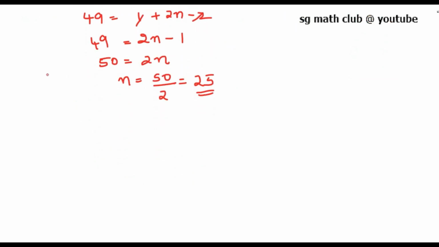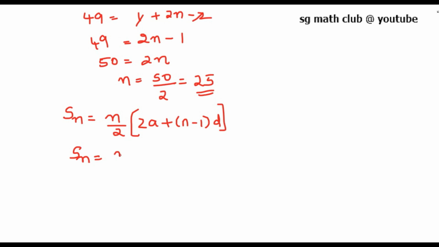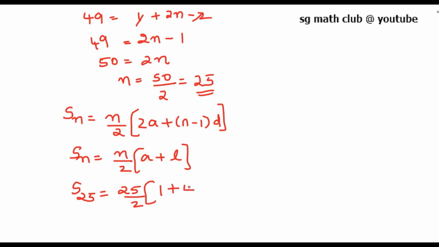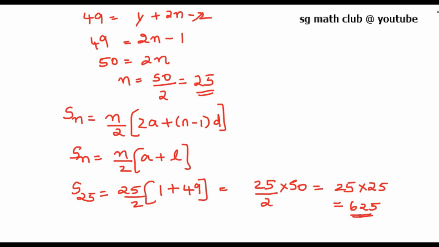So we'll write Sn is equal to n by 2 into 2a plus n minus 1 into d, or I think the other formula is easy since we have the first term and the last term. So S25 is equal to 25 by 2. First odd number is 1 and last odd number is 49. So 25 by 2 into 50. So 25 into 25 is 625. So this is the sum of odd numbers between 0 and 50.